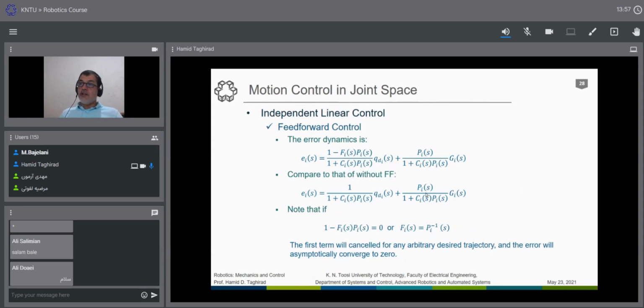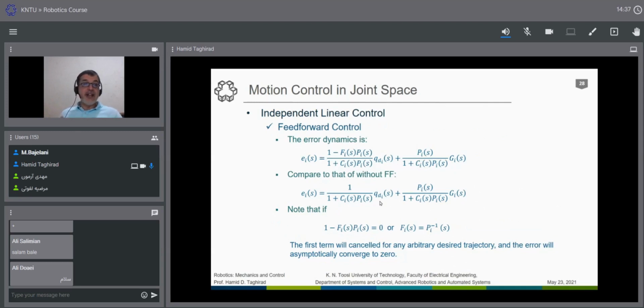And of course, this part will also contribute to the controller and to the error, and then by having a good design of the Ci, this part, as you see, we have P over 1 plus Ci Pi, and then we can also reduce the effect of the disturbance in here. This is always very interesting, to have a 1 minus something or A plus B something that is a design parameter to make that part equal to 0 to find the structure that we have.